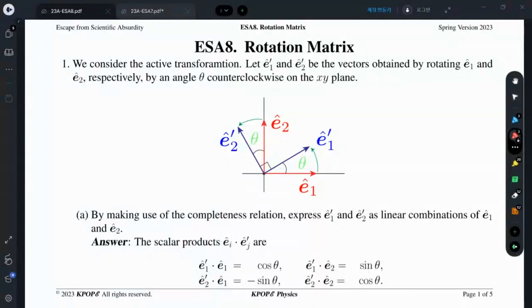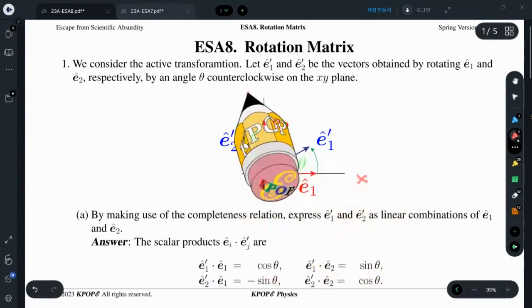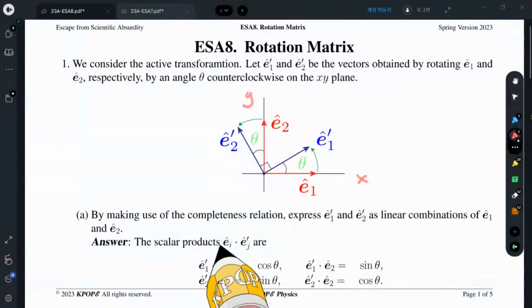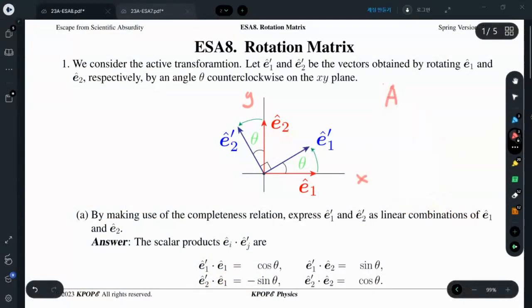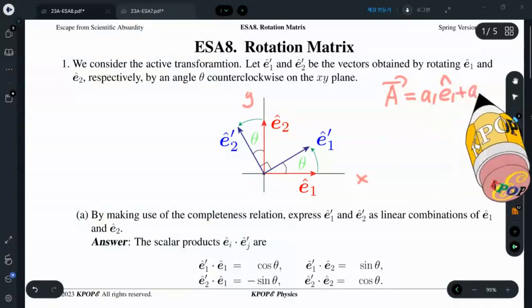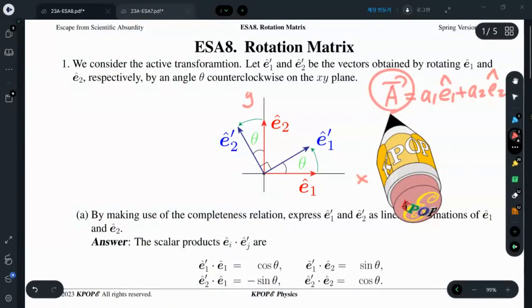Rotation matrix. Now we know how to write down the rotation matrix. It is useful to consider two-dimensional rotation. It is very simple. Okay, I have x-axis and y-axis, and I would like to rotate a vector. A vector is expressed as a1 e1 hat plus a2 e2 hat. I'd like to rotate this vector. In this case, this is active transformation.